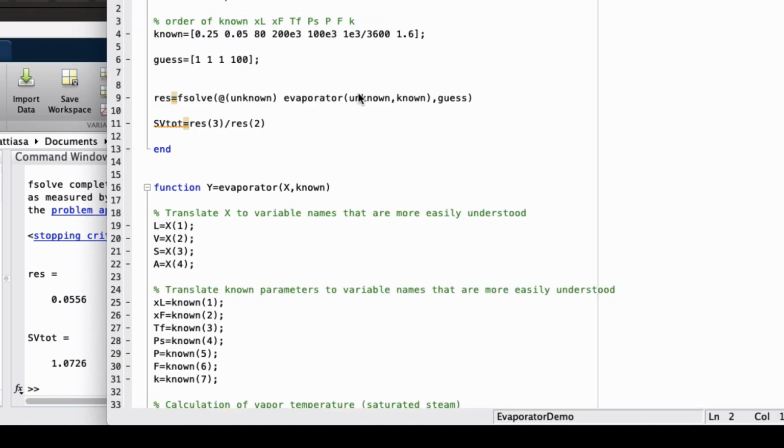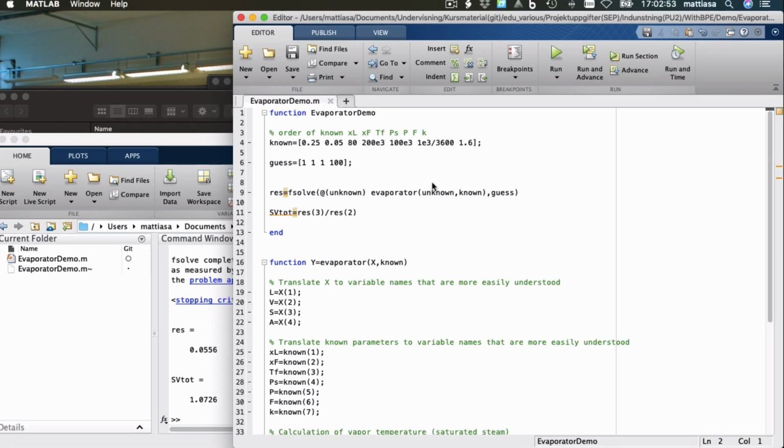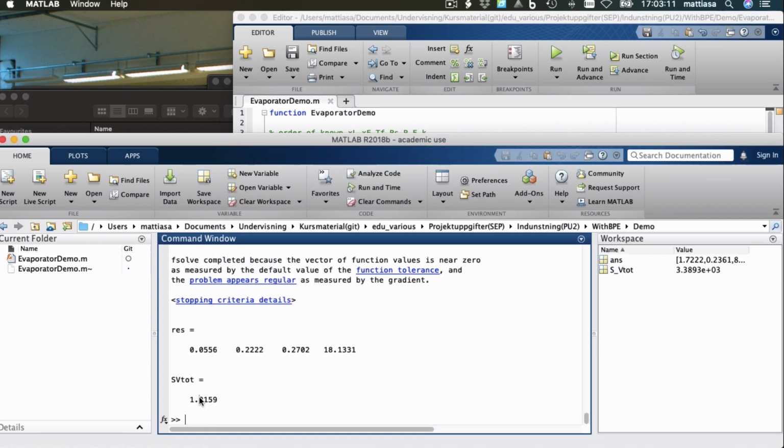We can actually try to do something else here now. We had 80 degrees here as our TF. Let's change that to 20 and see what happens. Let's run it like this. Since we don't have any arguments here, we can actually press run here, and then we'll run the main function. And now S divided by V dot becomes 1.2.